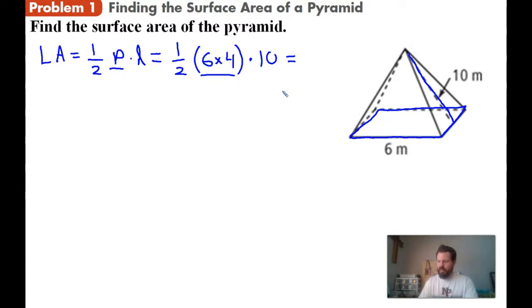And when I multiply all that through, I end up with a 120. Okay, so the combined area of all the triangles along my sides, my lateral area, is 120.